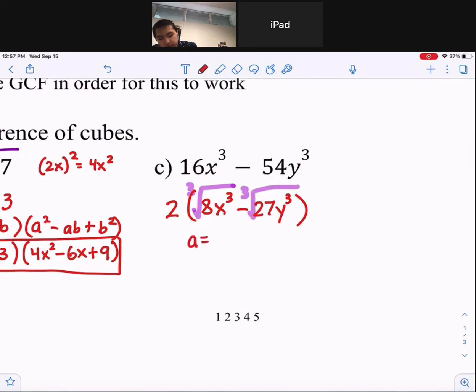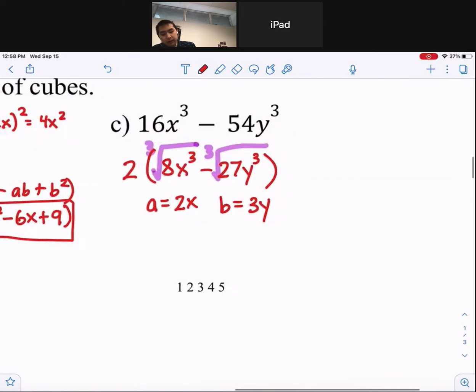Our a value is the cube root of 8x to the third, right? What times itself 3 times is 8x to the third? That's 2x. 2x times 2x times 2x, 8x to the third. What times itself 3 times is 27y to the third? That's our b value. It's going to be 3y.